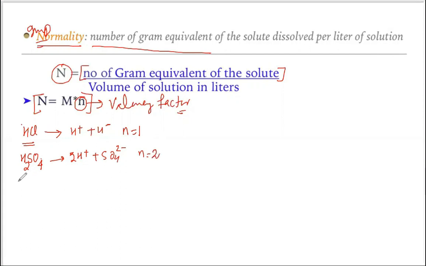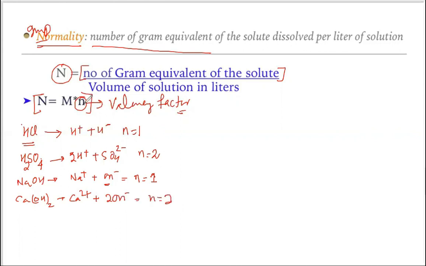Or you can take any base. Let's suppose we are talking about NaOH. NaOH will give sodium plus and OH minus ion. Here, the valency factor is 1, because it has released only 1 mole of hydroxide ion. And we can take calcium hydroxide. When it dissolves in water, it will give calcium 2 plus and 2 OH minus. So the valency factor is 2.